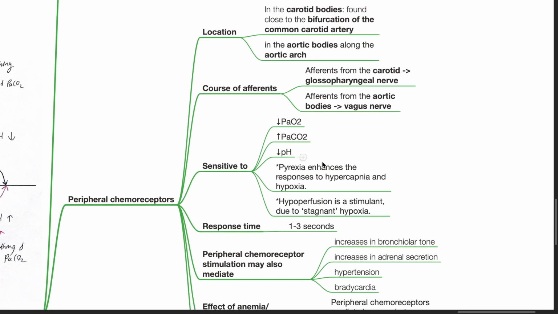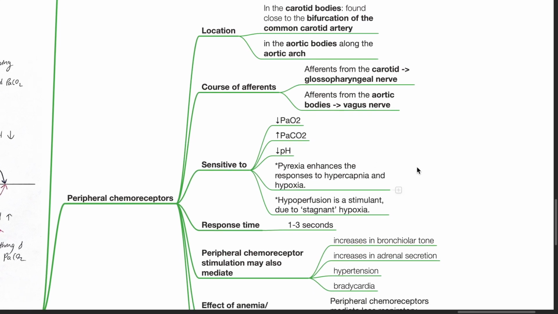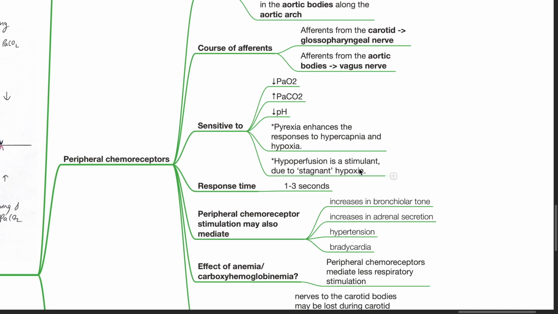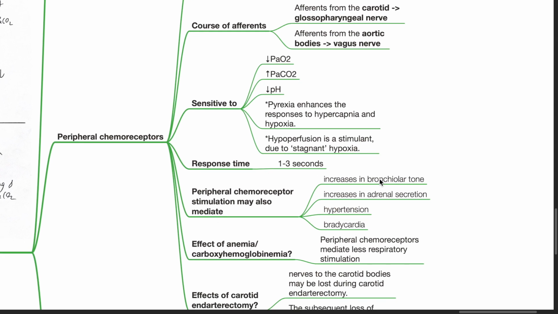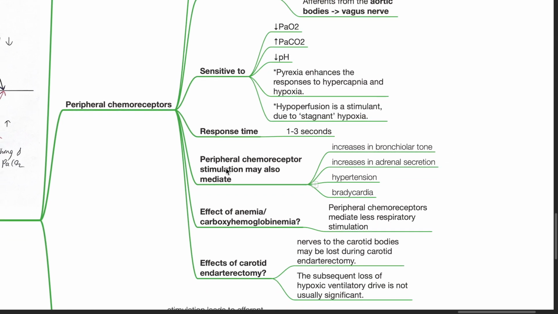Fever enhances the responses to hypercapnia and hypoxia. Hypoperfusion is a stimulant due to stagnant hypoxia. Response time is 1 to 3 seconds. Peripheral chemoreceptor stimulation may also mediate increases in bronchiolar tone, increases in adrenal secretion, hypertension, and bradycardia.